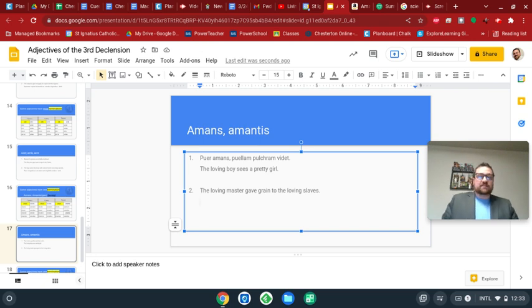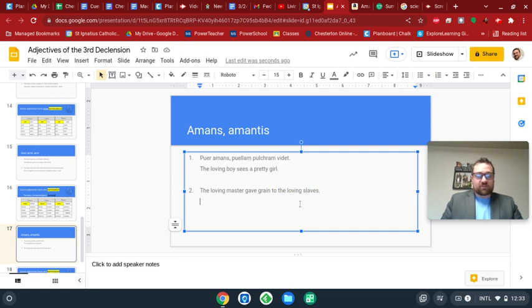And our next sentence, the loving master gave grain to the loving slave. So we're going to use loving 2 times here. So the loving master, we're going to see loving in the nominative. And then he gave grain to the loving slaves. We're going to see loving being used in the dative here because to the slaves requires dative. To the loving slaves requires 2 datives. Slaves are going to be dative, and so is the adjective that's describing slaves.